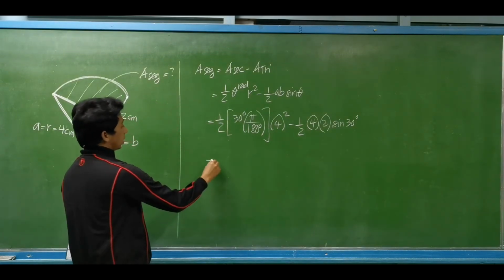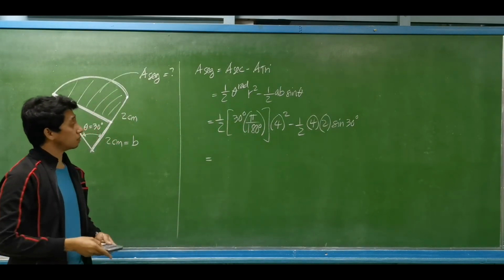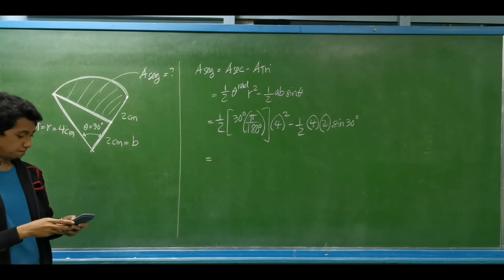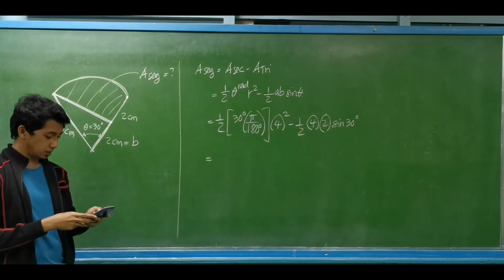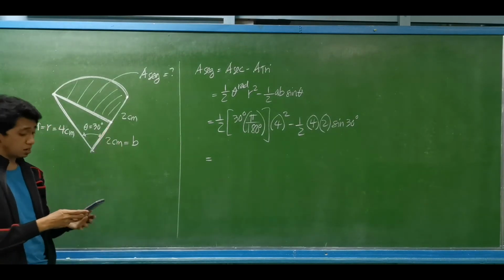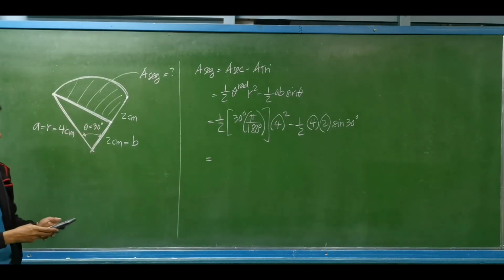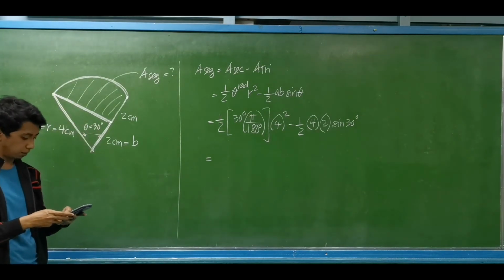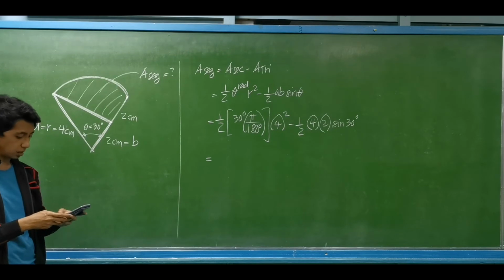So let us compute for the area of the segment. That is 1/2 of 30 degrees times pi over 180 to be in radian, multiplied by the radius of 4 squared. So that is the area of the sector. Less this triangle, that is 1/2 of 4 by 2, then sine of 30 degrees.